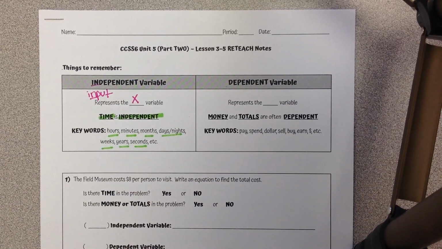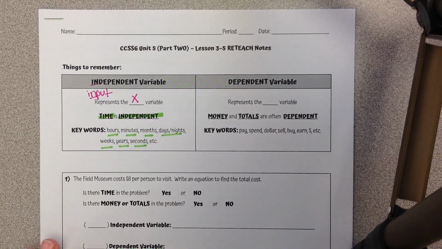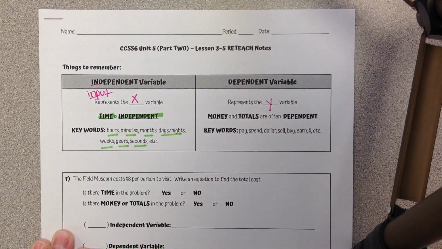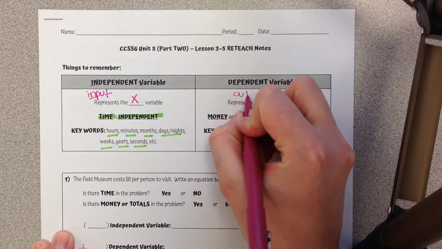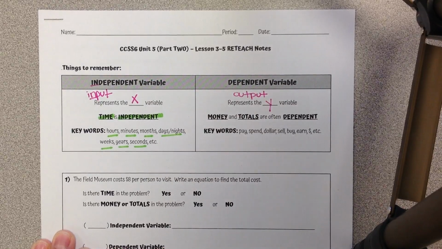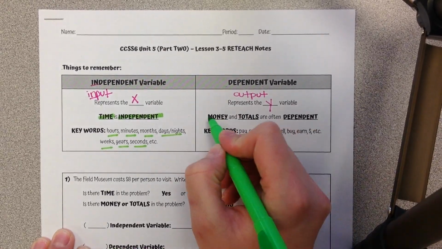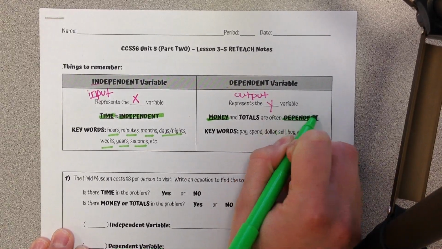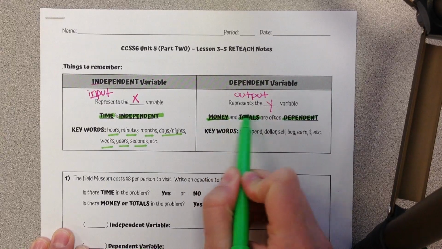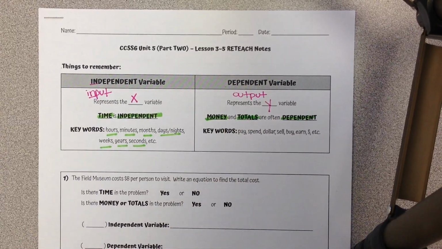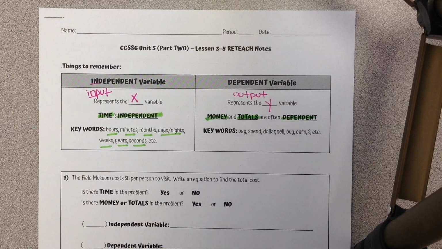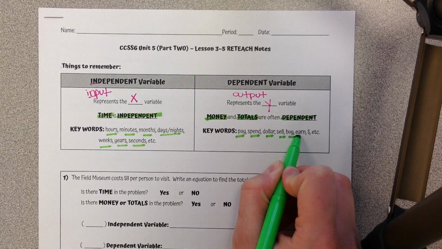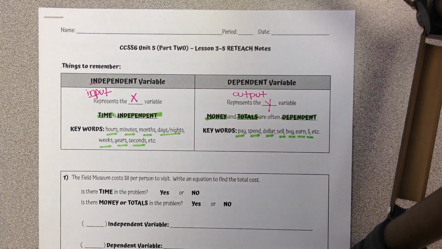Okay, second thing you ask yourself is about the dependent variable. Okay, so the dependent variable is the Y variable, okay? And this is your output, okay? So the second question you ask, is there money, okay? These are always dependent, okay? So when we're talking about money, sometimes you see the word totals too to remind you that that's the total amount someone's earning or spending or selling, whatever. Keywords for money: pay, spend, dollar, sell, buy, earn. You might see just the dollar sign, etc.